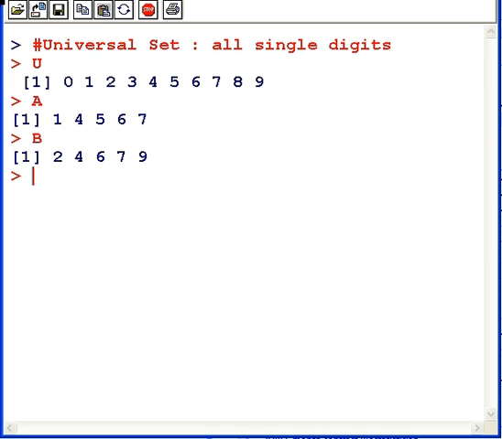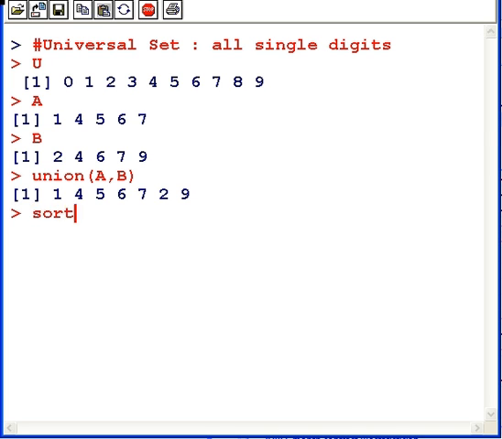Now, the two most common commands in set theory would be union and intersection. So let's first off look at the union of A and B, and to implement that, the function that we would use is simply union, specifying the name of both sets, A and B. Now, here we have seven elements. These elements are either in A or in B, or in both.